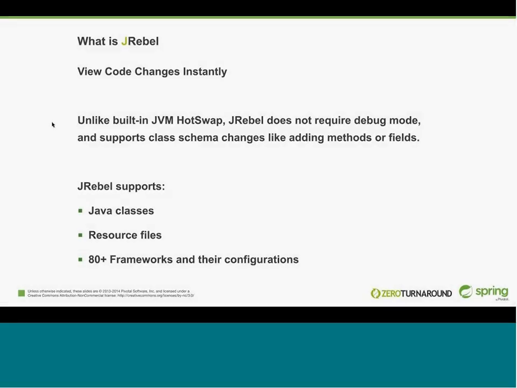So I talked a little bit about conceptually what JRebel is, but really it lets you view code changes instantly. If people are familiar with what Hotswap does, it basically is like Hotswap on steroids. Hotswap lets you make method body changes and that's it. But we don't require debug mode, and we can do a whole lot more stuff, including Java classes, resource files, and we also support changing over 80 plus frameworks and their configs.